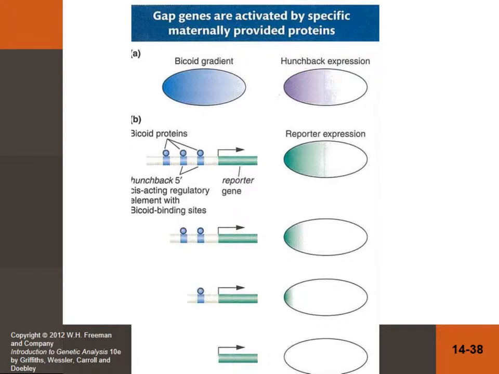And then below that, they've deleted another one of the binding sites, so only 1 bicoid protein can bind, and this restricts the hunchback expression even further. Right at the bottom, you can see that all 3 binding sites have been deleted, and now there's no hunchback expression in the embryo.